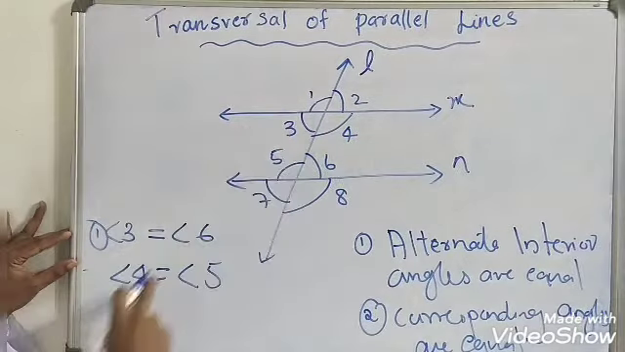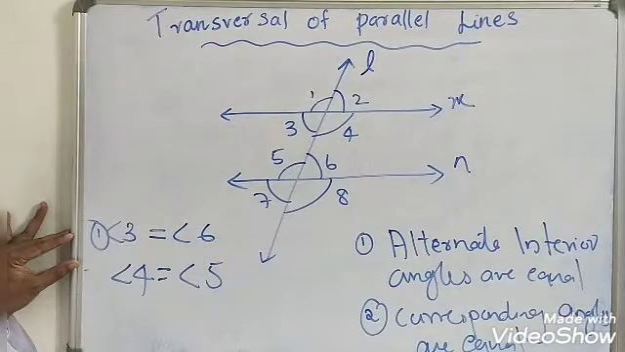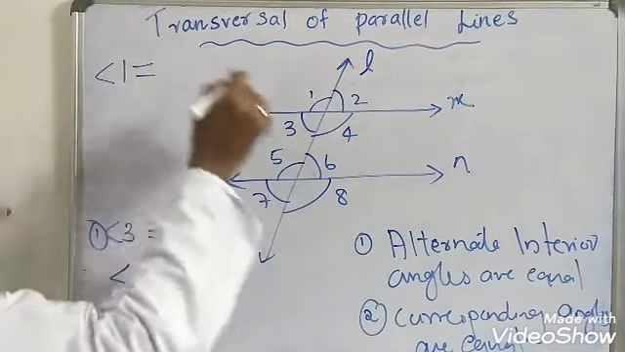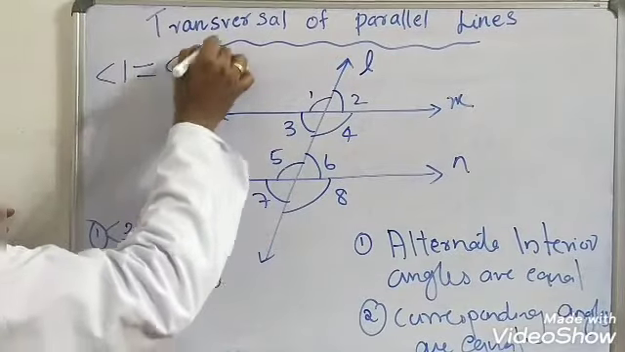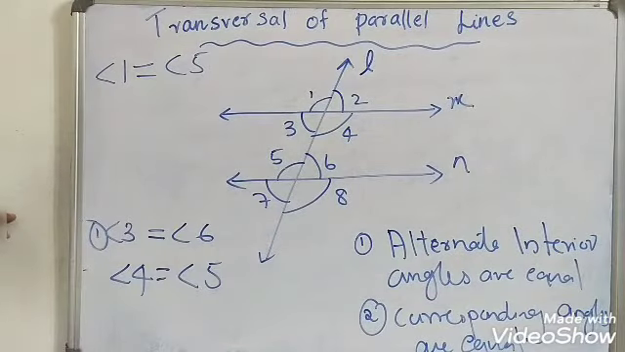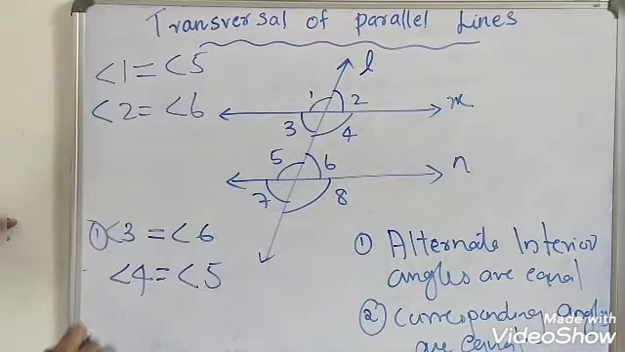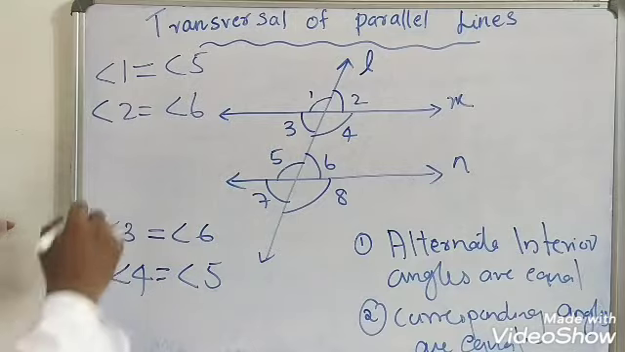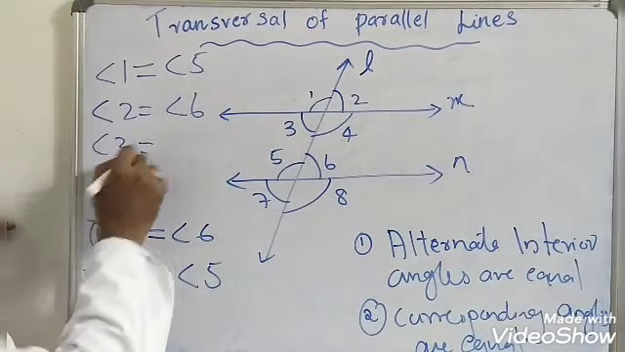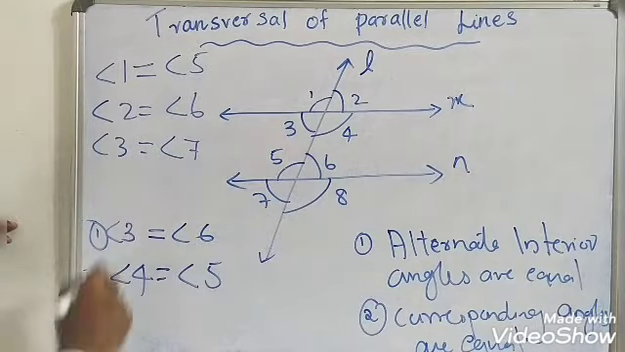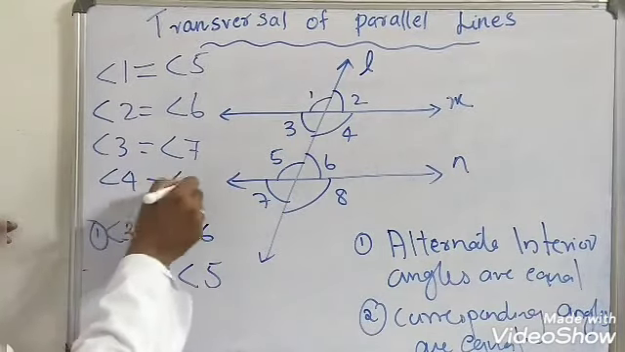This is the first condition. Alternate interior angles are equal: angle 3 is equal to angle 6, and angle 4 is equal to angle 5. Then corresponding angles are equal. Angle 1 is equal to angle 5. Angle 2 is equal to angle 6. Angle 3 is equal to angle 7. Angle 4 is equal to angle 8.